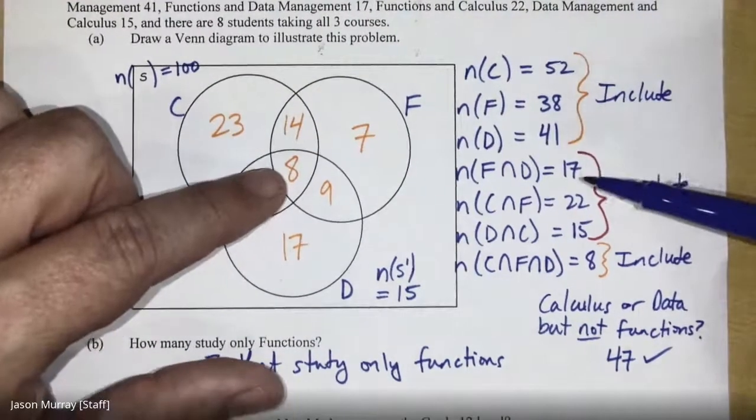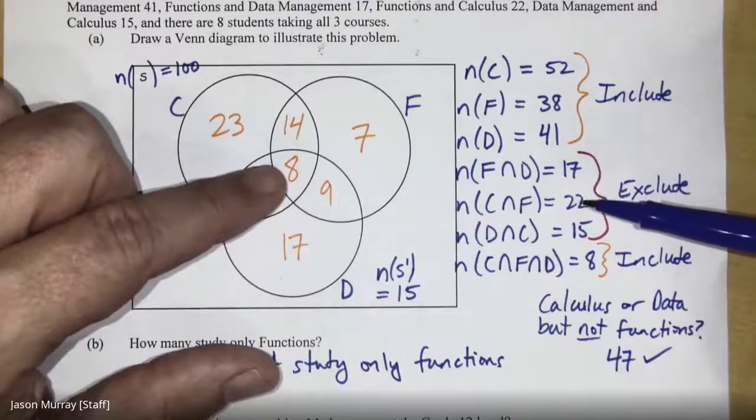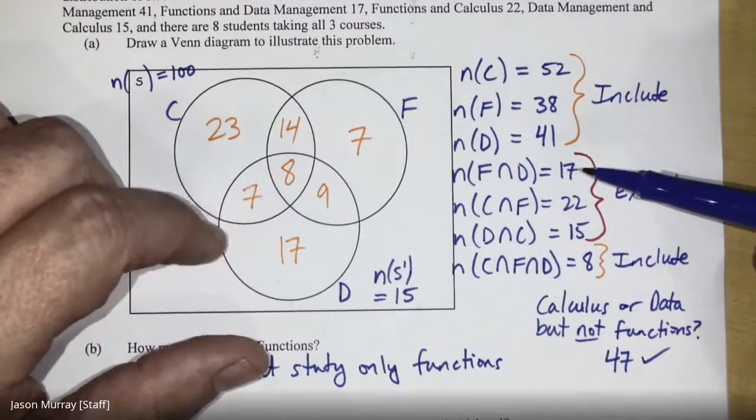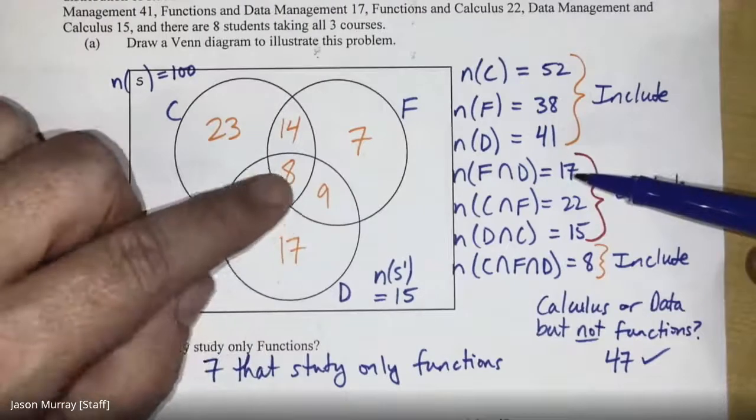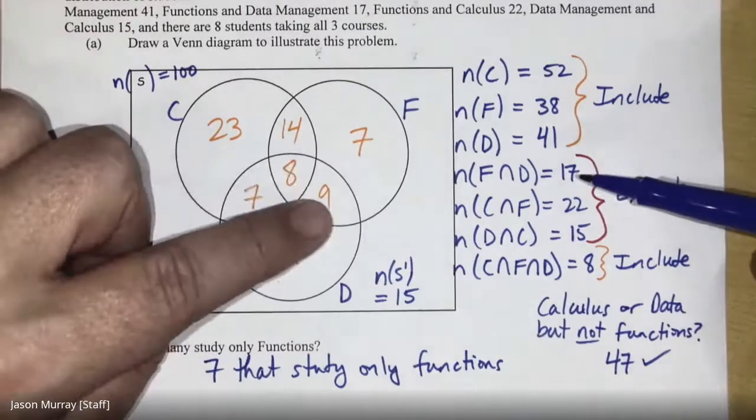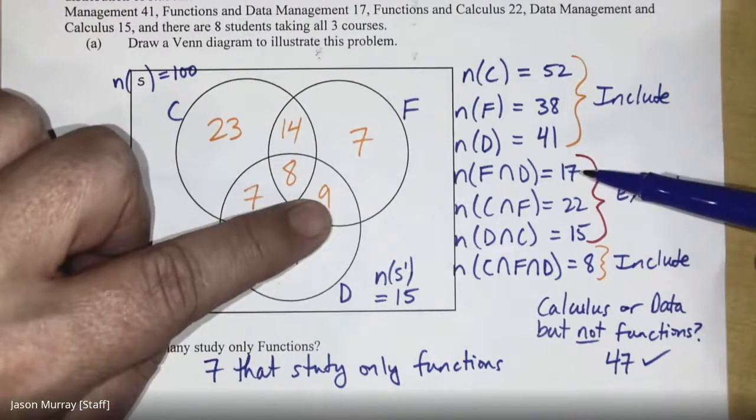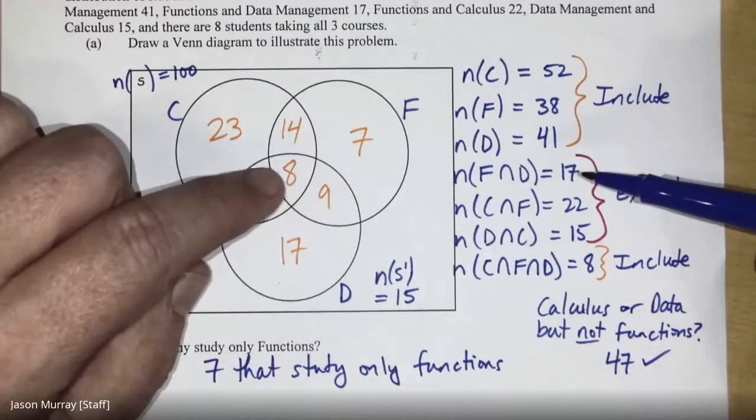When I get rid of the duplicates here, 17, 22, and 15, let's start with the 17 in functions and data. See this 8 plus 9? That's adding up to 17. But when I get rid of 17, haven't I gotten rid of the 8 once here?